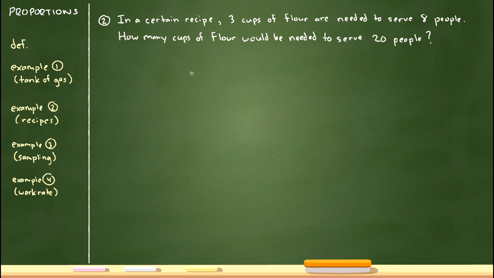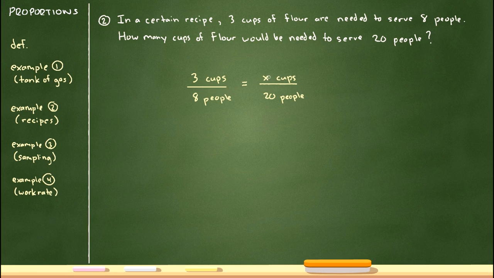So we could say, with 3 cups of flour, we can serve 8 people. So for every 3 cups, we could serve 8 people. And this should be proportionate to x cups for 20 people. We would expect the ratios to be equal to each other here.